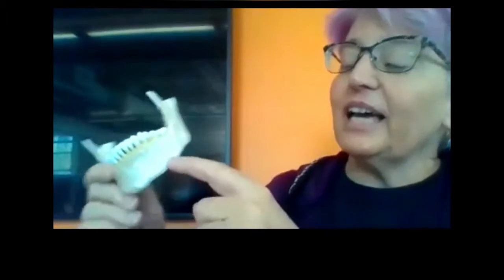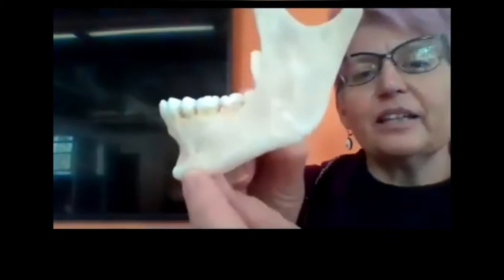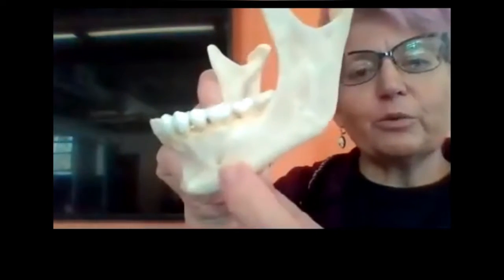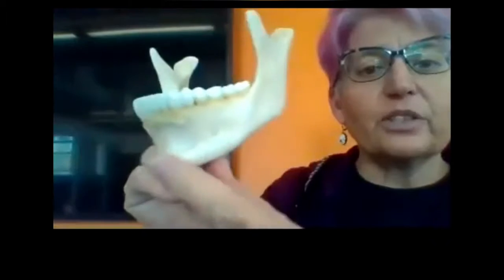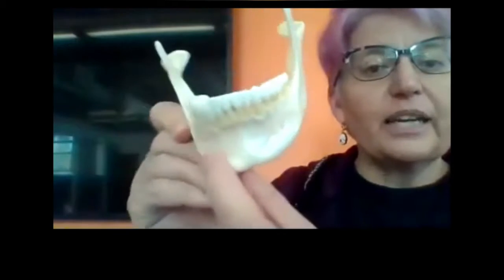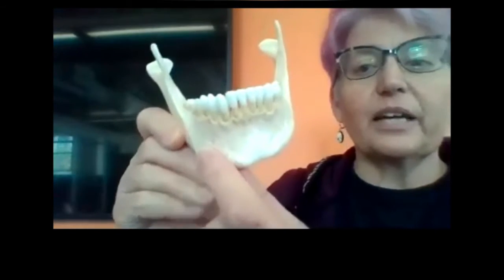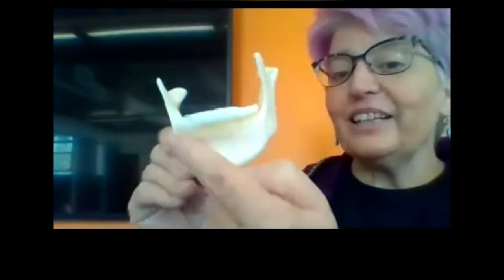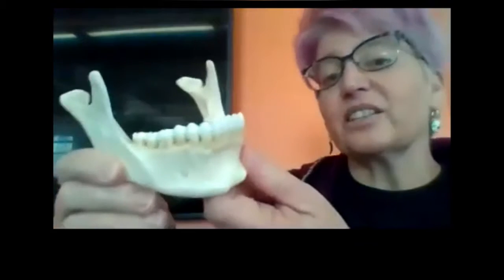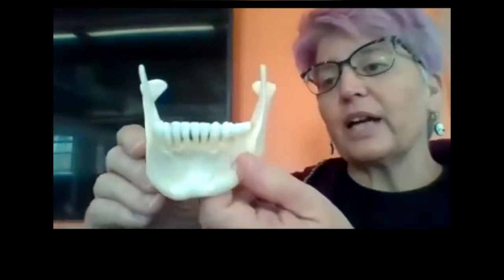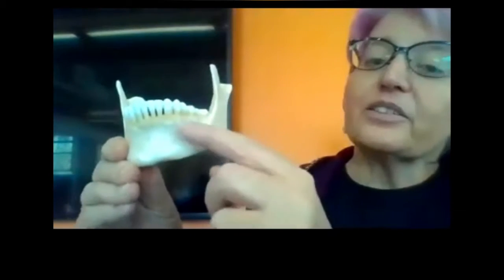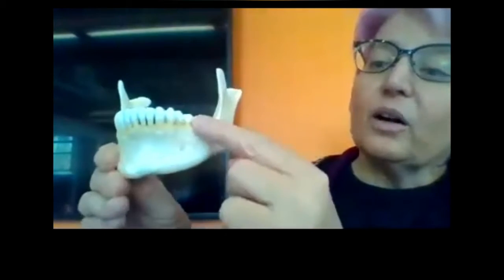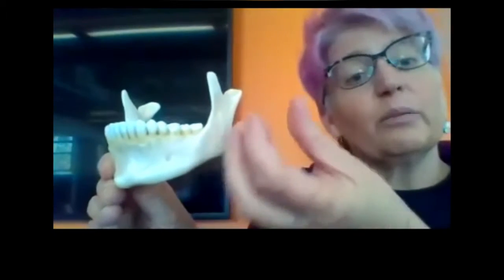No? Okay. And then on either side of that, we see these mental foramen on the right and the left. So we've got the mental protuberance and then mental foramen on either side. This process right here that holds the teeth is called the alveolar process. And that's because there's a little cup that holds each tooth. Alveoli means little cup or pocket.